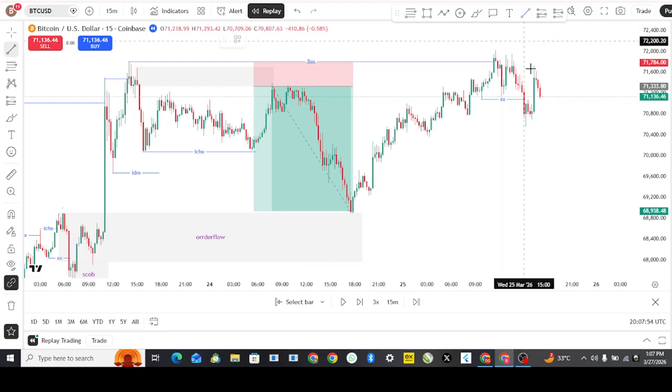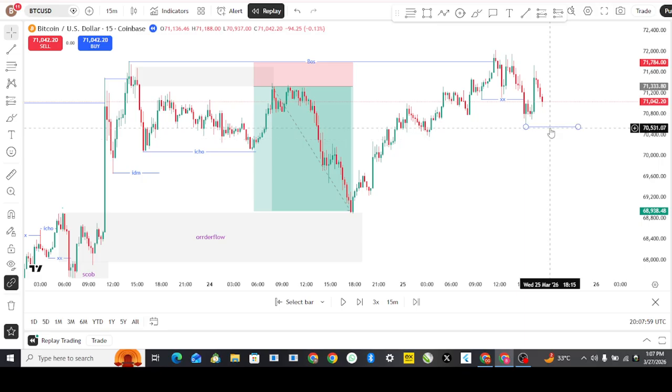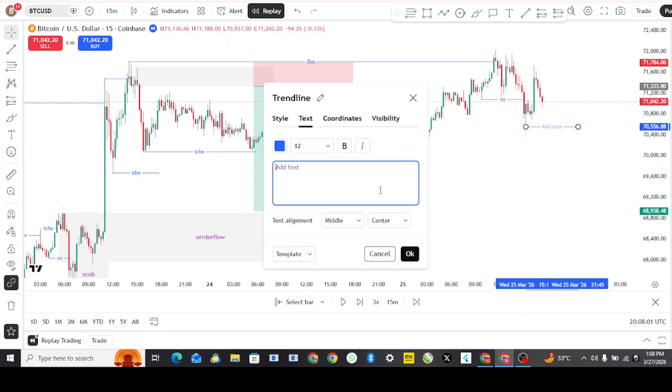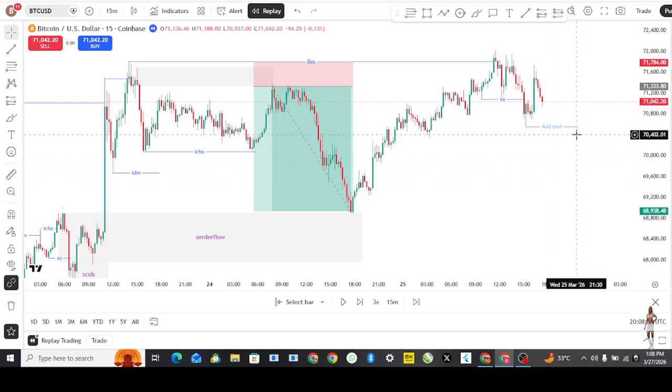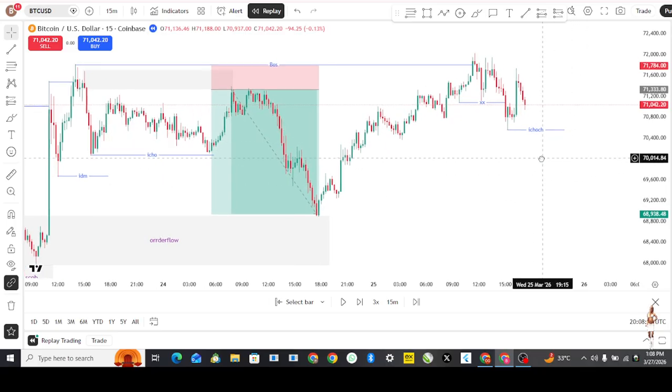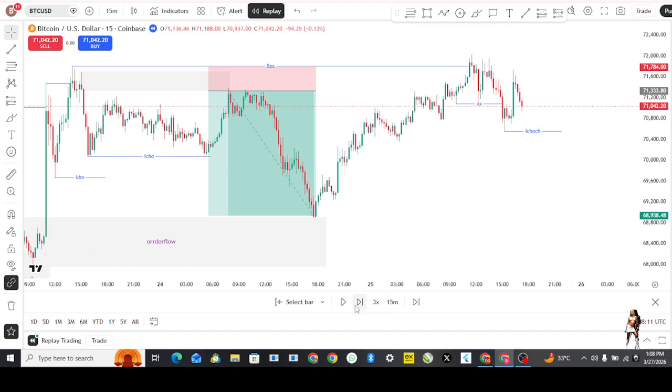Right, now market went up. Now a close below here will give us internal change of character. If you don't have a close below here, we will not think of a share. Yeah, that is just it. We will not think of a share. So let's see. That's what is going to happen.